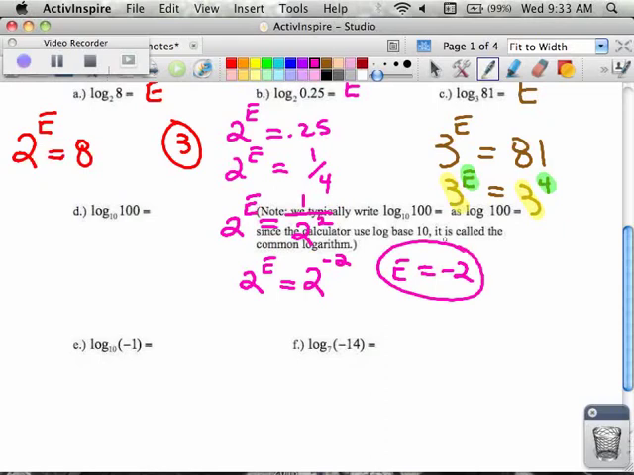So if you went to your calculator and you typed in, and I'll show you later how to actually do this on your calculator because there's a technique you can use, log of 0.25 base 2, you would find out it is indeed negative 2.